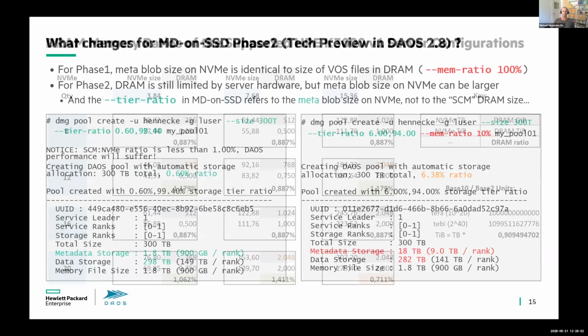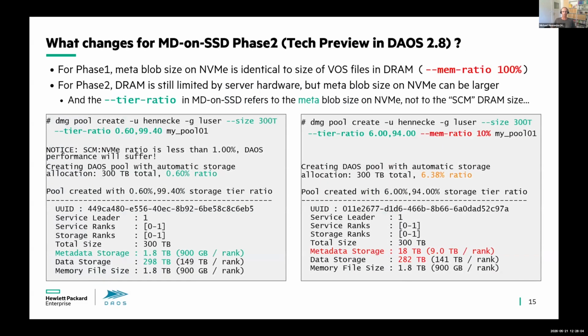What changes when we are moving to MD on SSD phase 2? There's no change in the configuration. The server YAML looks exactly the same. How this will differ is by using this mem ratio option that is new in DAOS 2.8. And of course, the physical hardware is still the same.